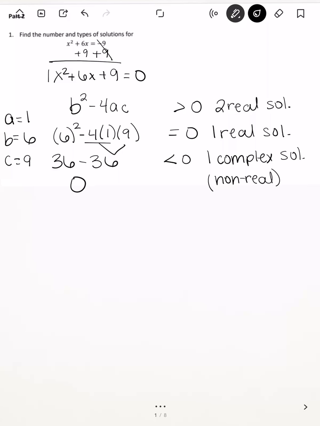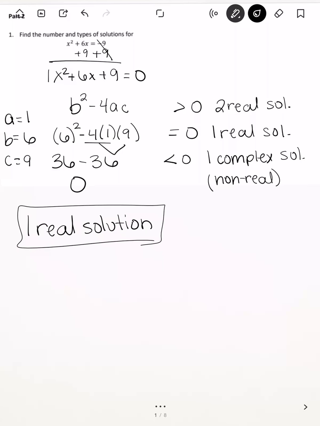So it says find the number and the types of solutions. So I have 1. There's the number, real solution, and that is the type. So there we go for number 1. Looking at number 2, it says write the function f of x in vertex form and identify its vertex.